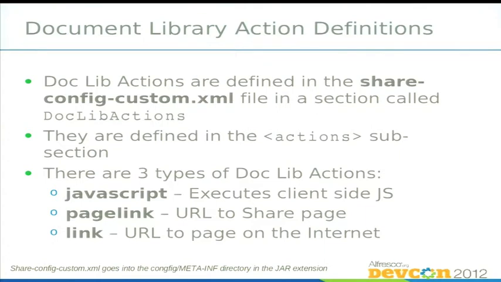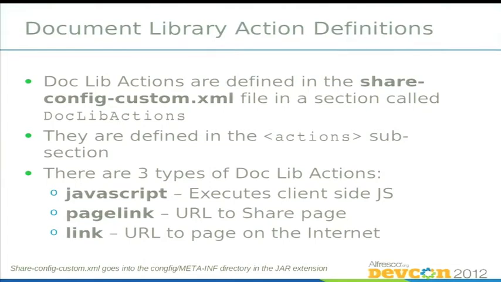And these go into the share war. So we're going to have a share config custom file somewhere in our extension project. And in this file, there's a new section, Doc Lib Actions, kind of a main section there. That's where you would put your configuration for your Doc Lib Actions in a subsection called Actions. There are 3 types of actions that I already mentioned in the initial overview picture of how you can implement Doc Lib Actions. There are JavaScript actions, which obviously executes a JavaScript function.